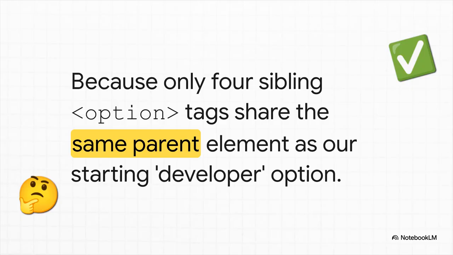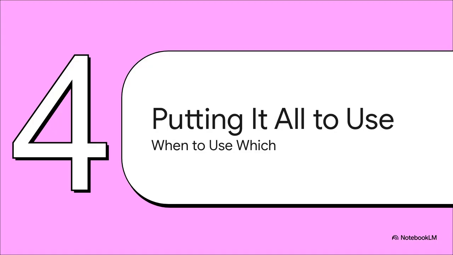So why the huge drop? Well, it's because following sibling actually respected the family structure. It looked at our developer option and it saw it had only 4 other option siblings living under the same parent select tag. So it grabbed those 4 and completely ignored all the other dropdowns on the page. And this brings us to the most important part, knowing which tool to use and when. Honestly, it's the difference between finding exactly what you need in seconds and getting totally lost in hundreds of results.